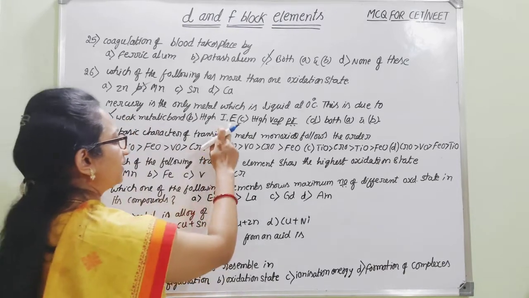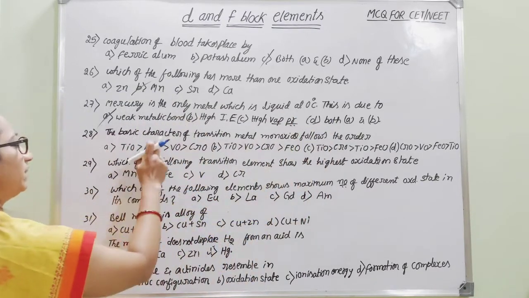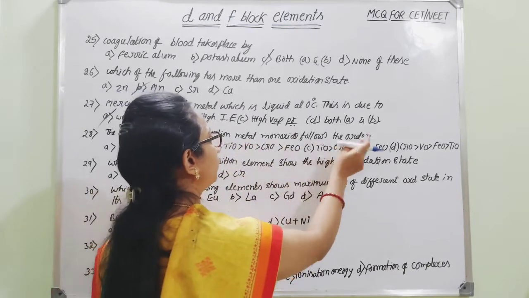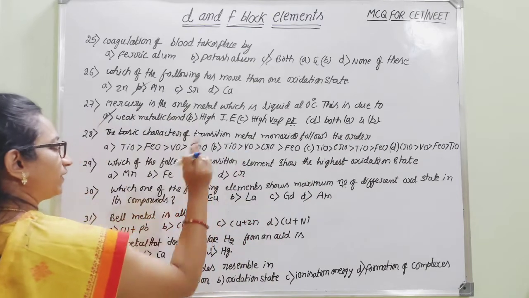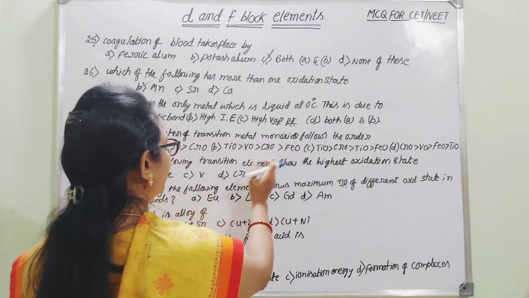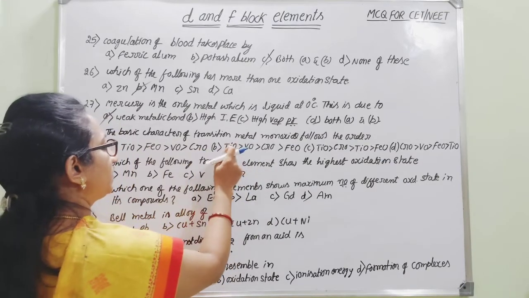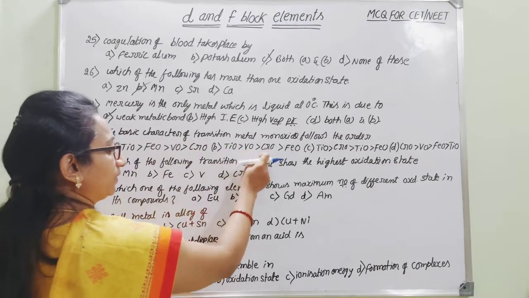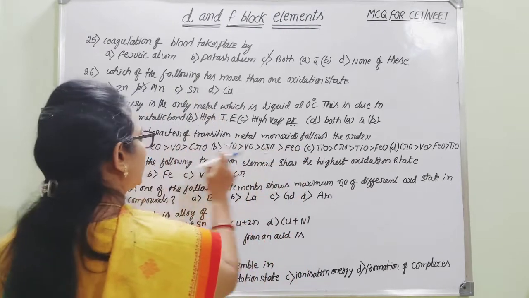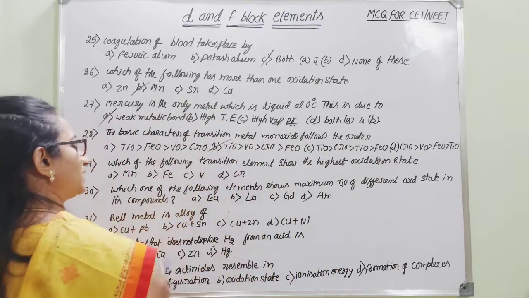It is neither high ionization energy, nor high vapor pressure, nor both A and B. Next question: the basic character of transition metal monoxides follows the order. Here you should remember the code I had given: Sc, Ti, V, Cr, Mn, Fe, Co, Ni, Cu, Zn. Along that period there will be a decrease in the basic character of the respective oxides. Therefore you get Sc, titanium, vanadium, chromium, Mn, iron. So this is the correct order. Here there is a difference in that order. Hence this is the right order, option B is the right answer.